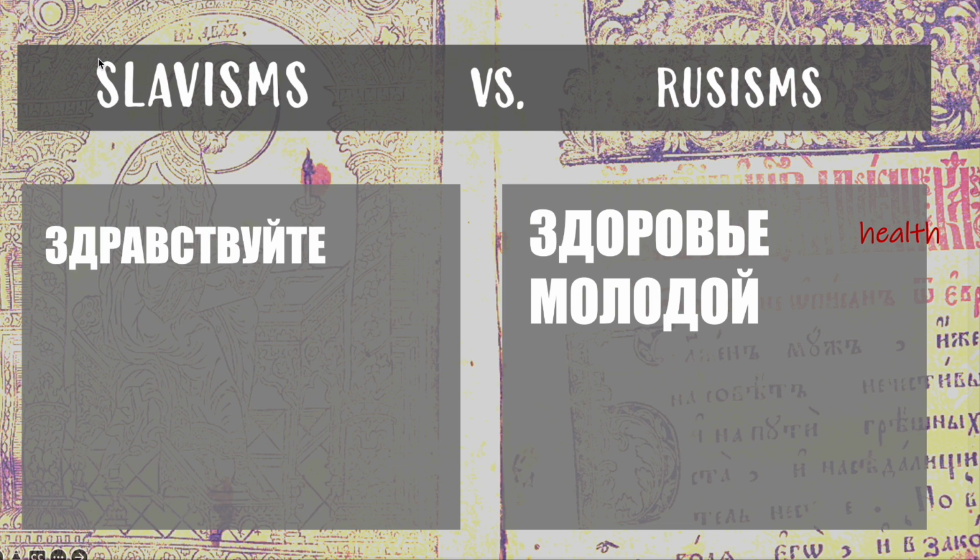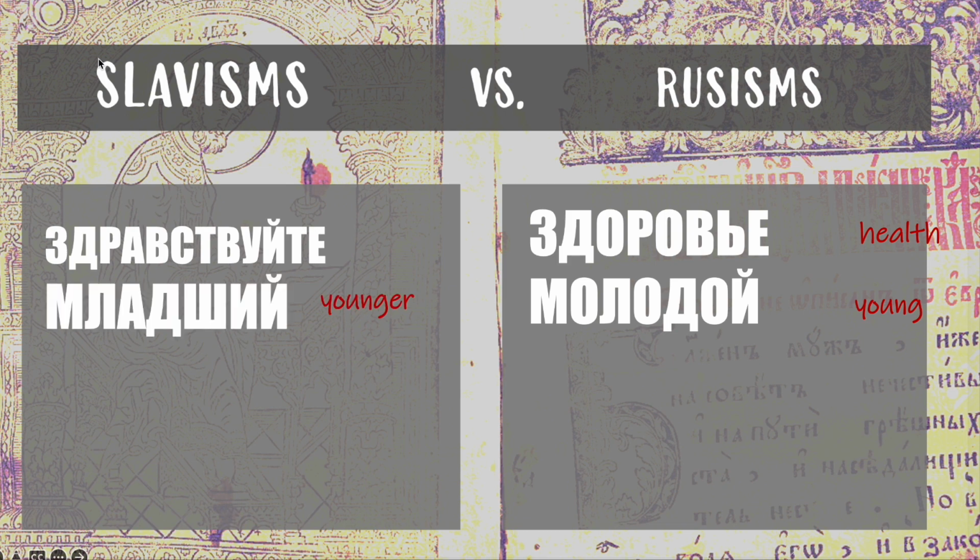The next word is молодой. So take a guess what you think that's going to crunch down to. Think of the word for younger. It goes to младший, like this is my younger brother.